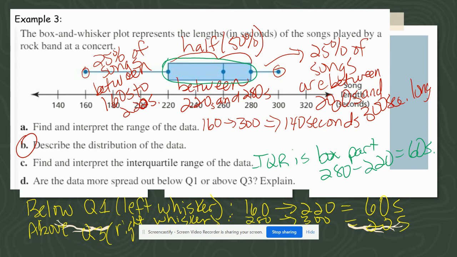So which one has the bigger spread? Well, it's below quartile 1, because the difference in range from start to finish is 60 versus 20 for the upper.